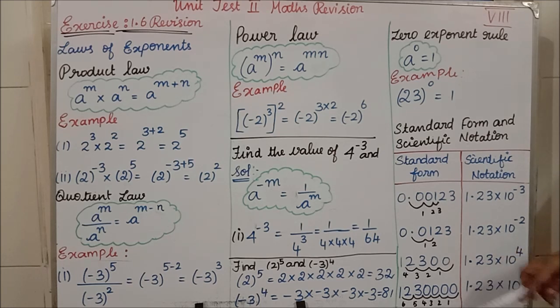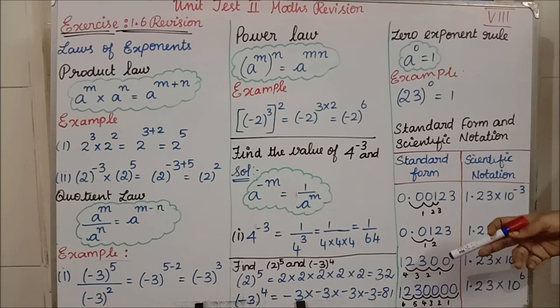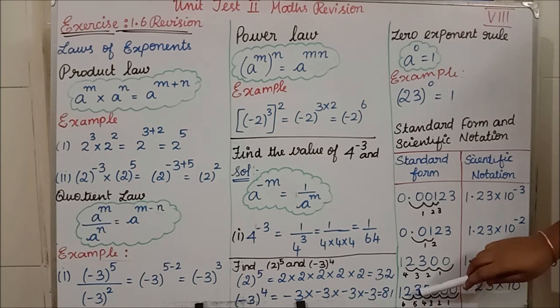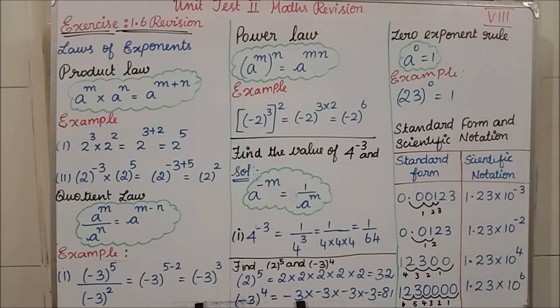Next example, if you see, do we have a decimal here? We don't have any decimal. So from the last you have to consider the decimal is there. You have to move towards the first non-zero number. So if you move 1, 2, 3, 4, 5, 6. How many places am I moving? 6 places. So 1.23 into 10 power 6.